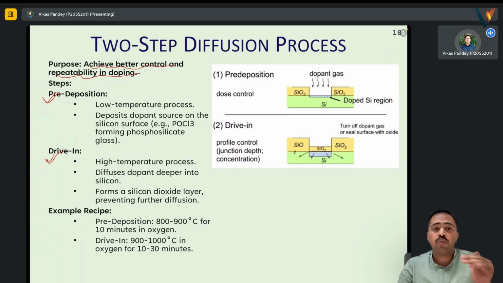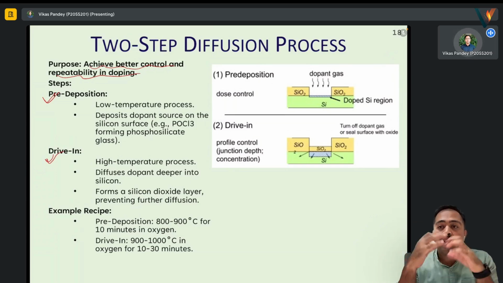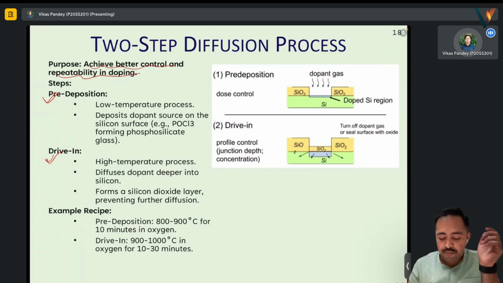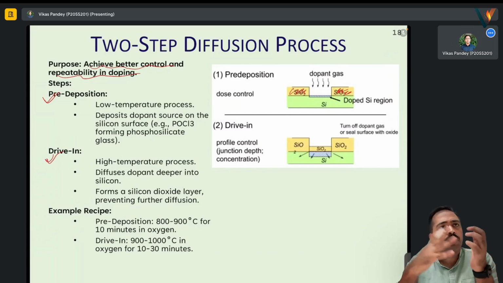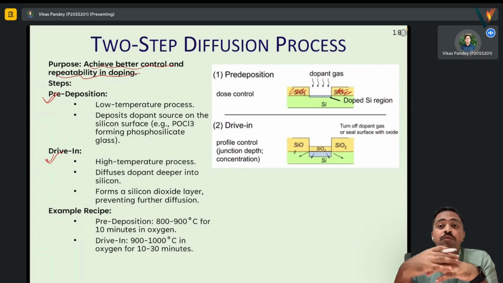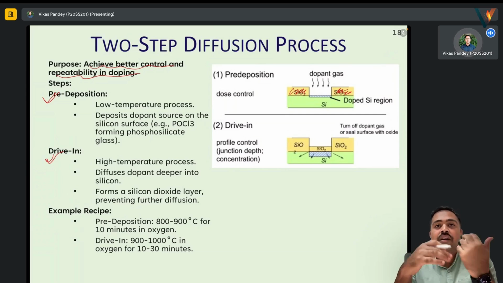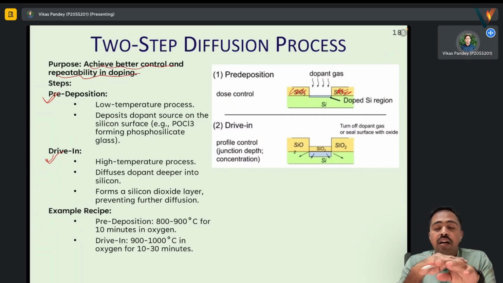Pre-deposition is a low temperature process where we are depositing the dopant that we want on the surface. So you see that this is a mask that we have used, SiO2. We are making the dopant arrive at the top surface. This is a low temperature process. In a sense, we are creating a higher concentration of the dopant here, like POCl3 forming phosphosilicate glass on the top.